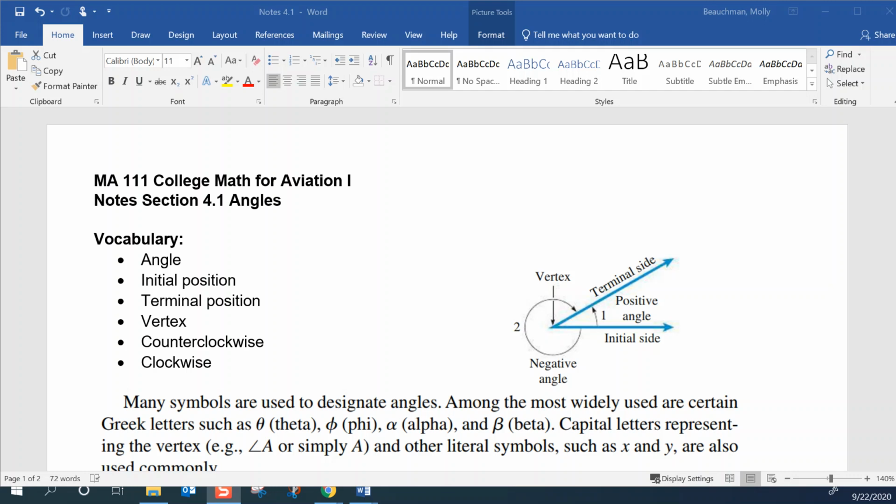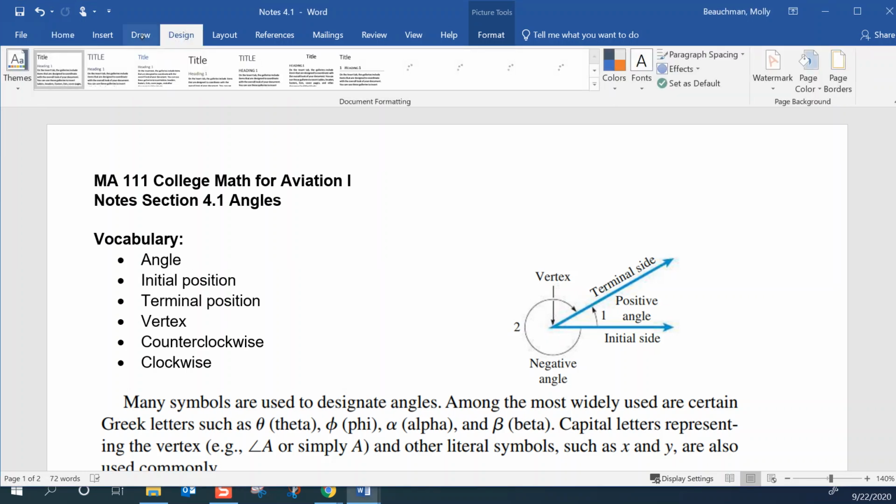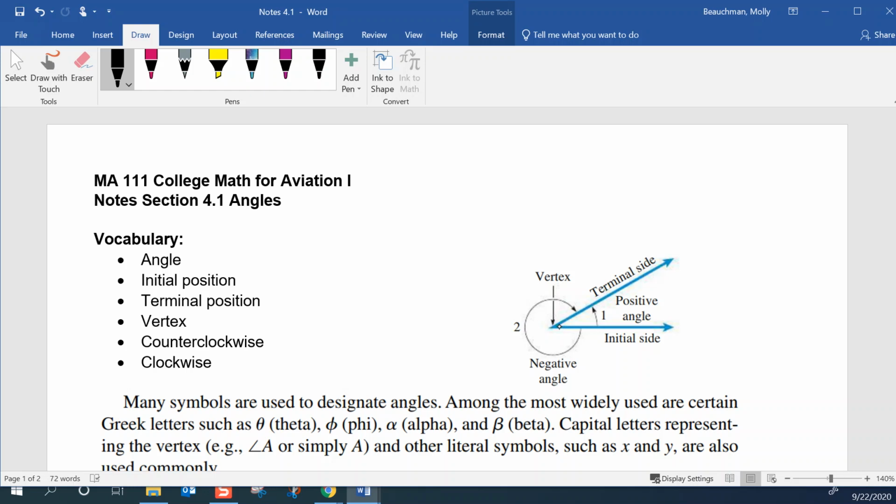In this video, we'll take a look at notes on section 4.1, an introduction to angles. So taking a look at some vocabulary in this section, an angle is pictured at the right. We have an initial side of the angle. So an angle basically are two rays that are radiating from a center point.